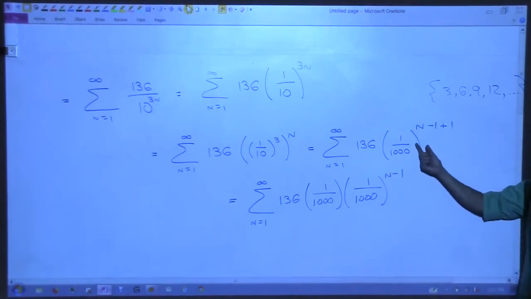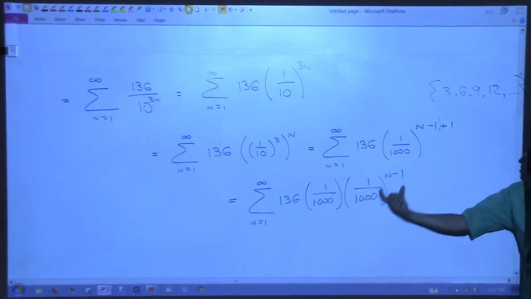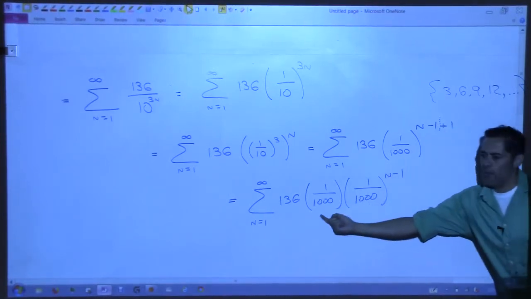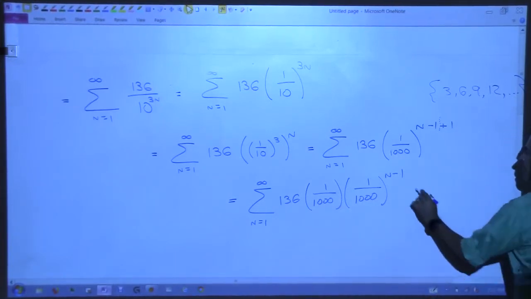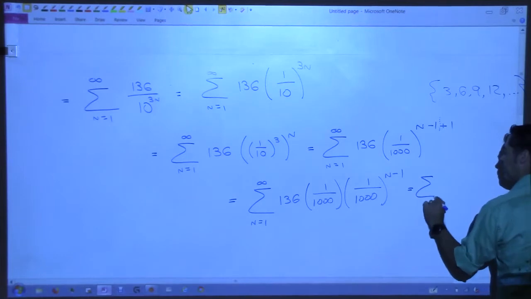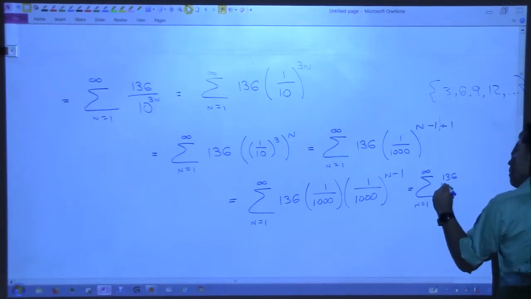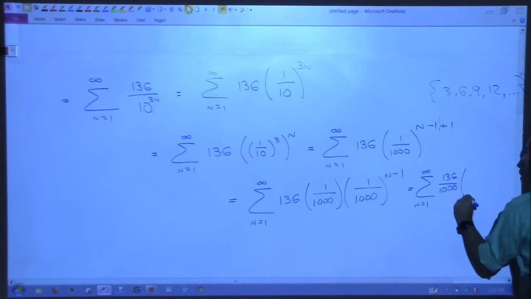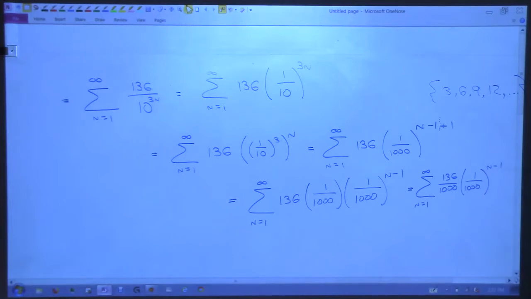So y'all understand what this is the third time I've done this. So y'all understand what I'm doing here? This right here is that one. Then the 1 on that is that one. And I can put those two together, right? Sum n equals 1 to infinity of 136 over 1,000. And then 1 over 1,000 to the n minus 1.